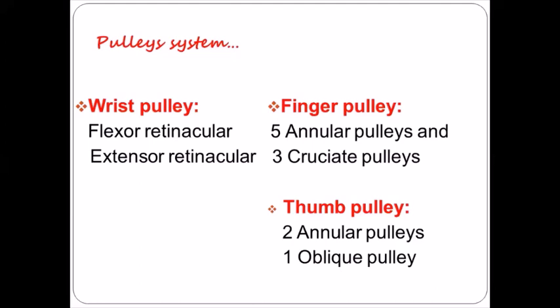Now, if you talk about the finger pulleys, there are two types of finger pulleys: annular pulleys and cruciate pulleys. And of course, there are pulleys in the thumb also, two annular pulleys and one oblique pulley. Although we are not going to discuss these thumb pulleys.